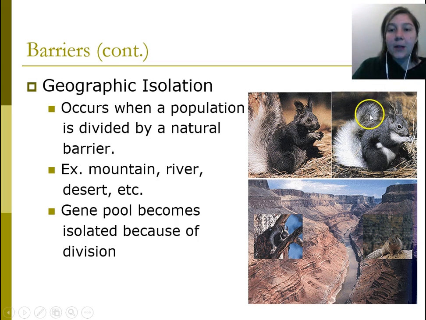So this example is about a type of squirrel, and they had one common ancestor, but they ended up separated into two groups on either side of the Grand Canyon, and you'll see that over time their populations have changed. One of them has much darker coloring on the left, whereas this one on the right is much lighter. They have whiter fur on their stomachs, and they are now two different species.